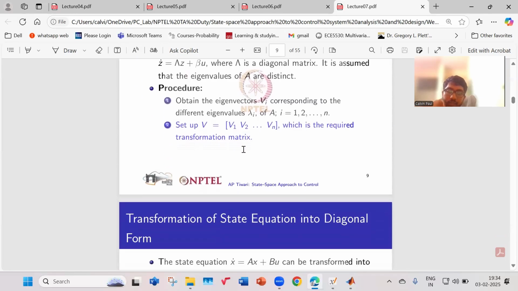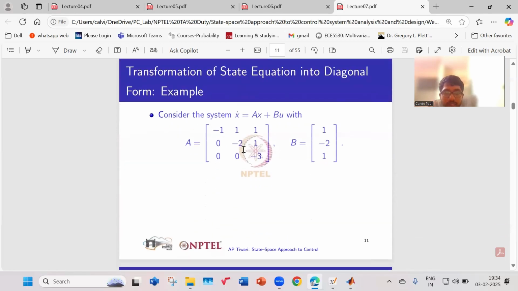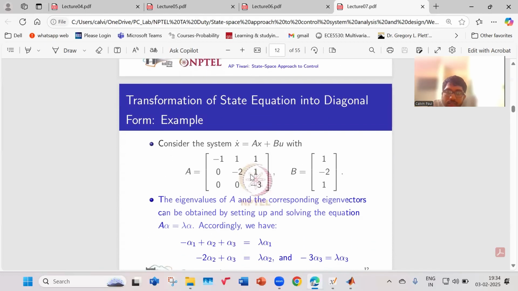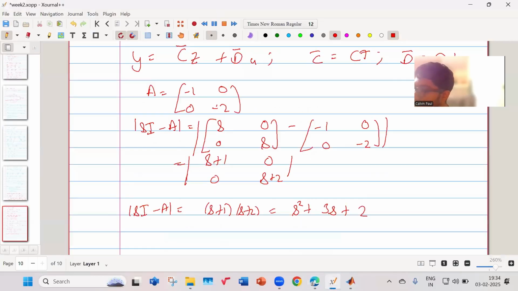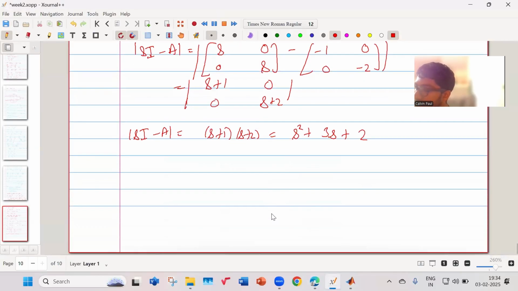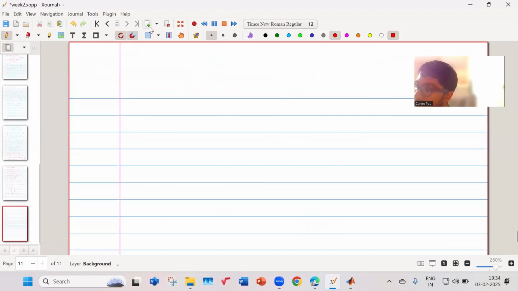Is there an example? We'll check. Yeah, there's an example given, so we will see this. So this is the example. We want to convert it into diagonal form.